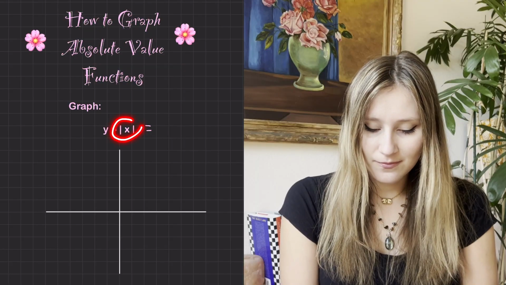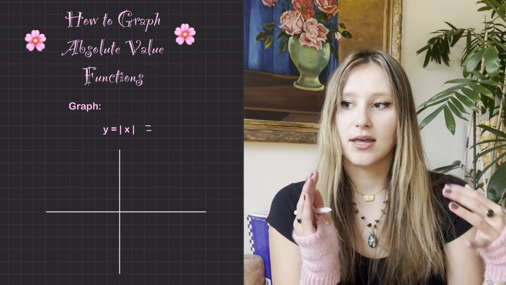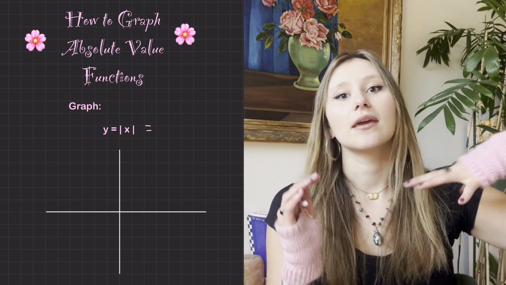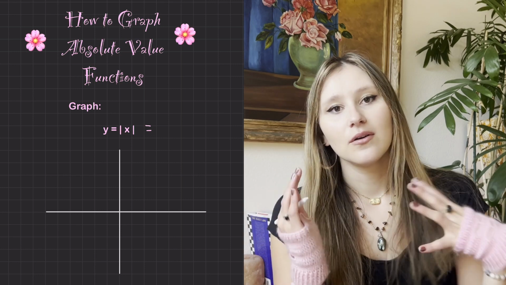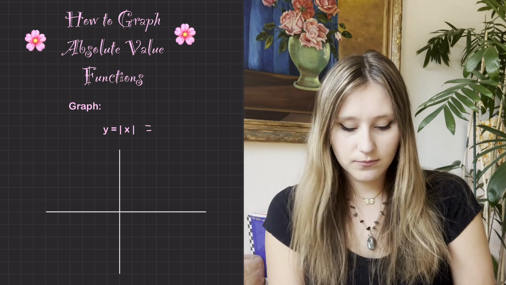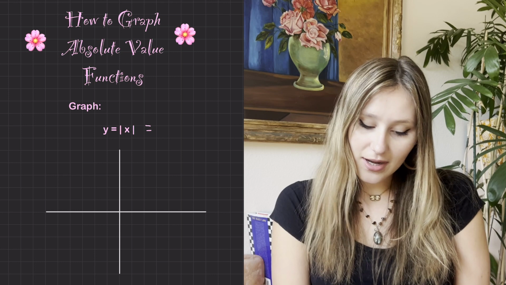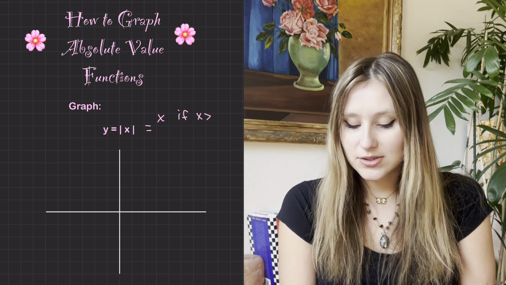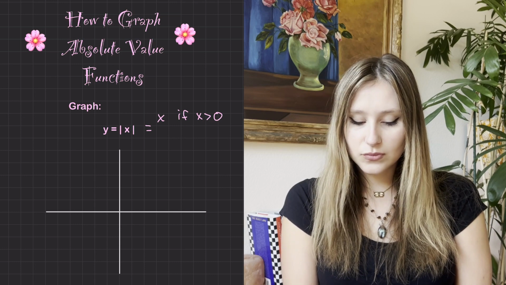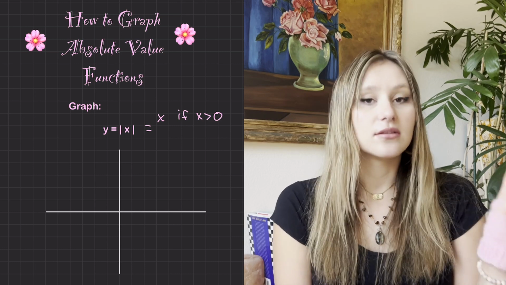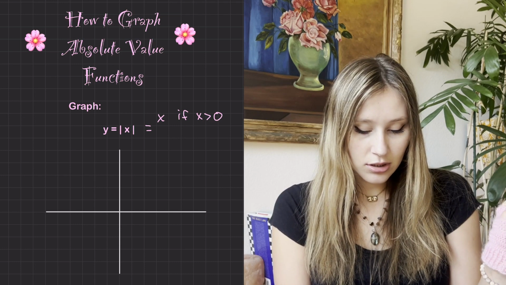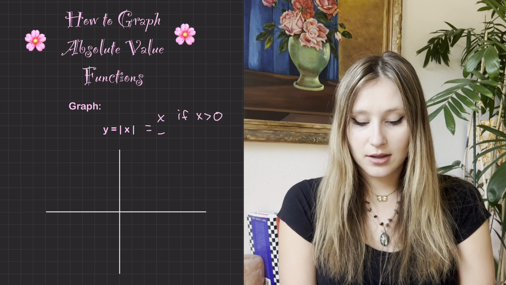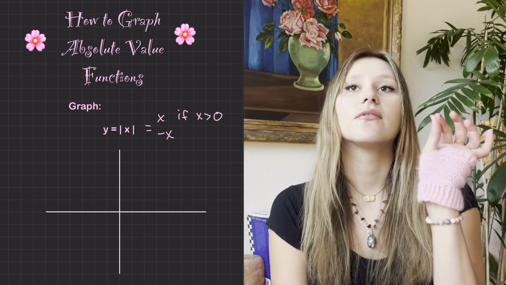What these bars represent is anything that's inside the bar is going to be turned positive. We want the absolute value of whatever that value is, right? So that means that if it's already positive, it's just going to be itself. X is greater than 0. And if it is not, if it is negative, it's going to be the positive of that.